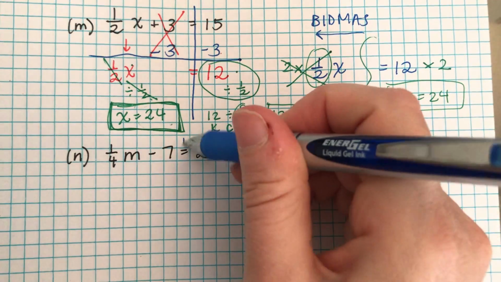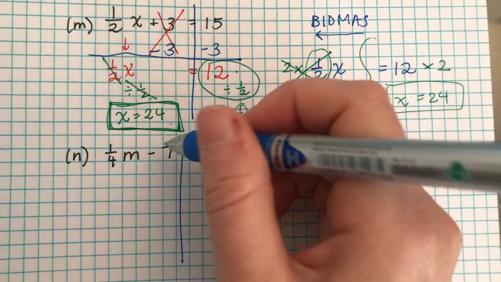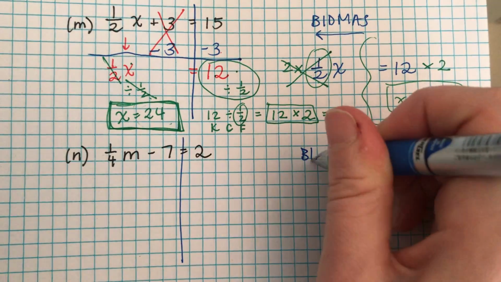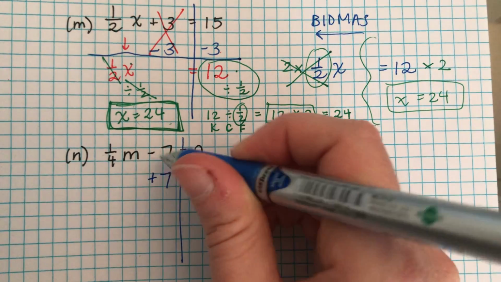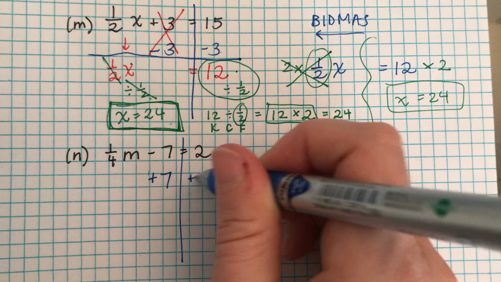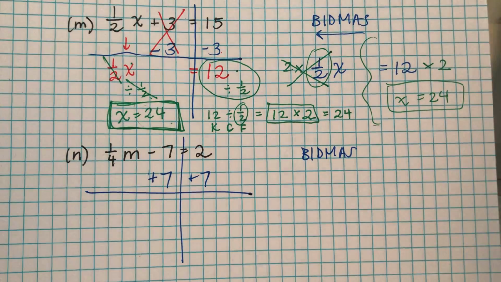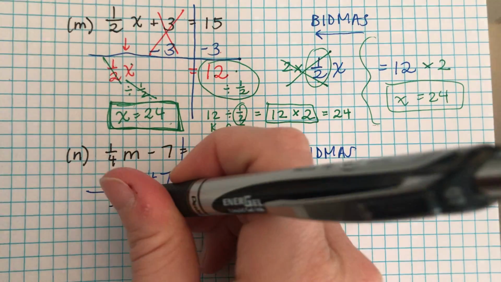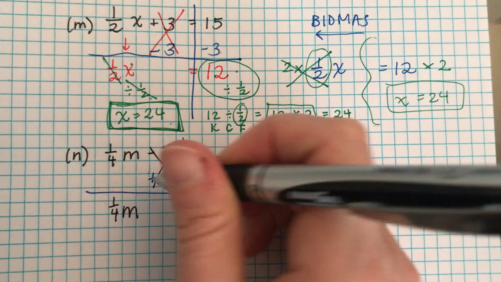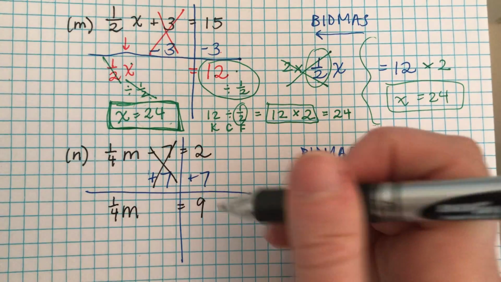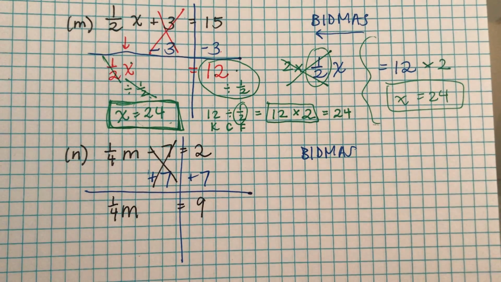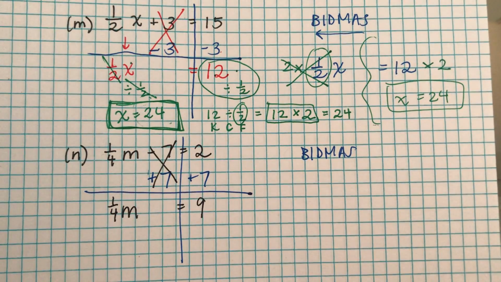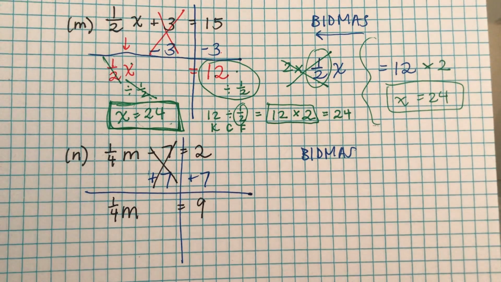All right, but what we need to do first is draw that line. We're going to use BIDMAS backwards, remember? So I add or subtract before I multiply or divide. Opposite of -7 is +7. And then I bring everything down. So I have 1/4 m. The 7's go away. 2 + 7 is 9, okay? So now I have the equation. Let's read it together. It says 1/4 of m equals 9, okay?